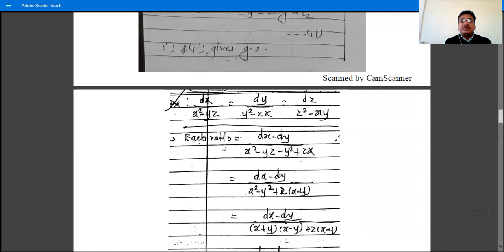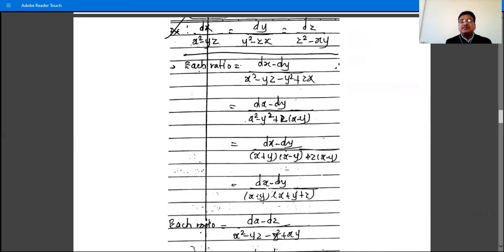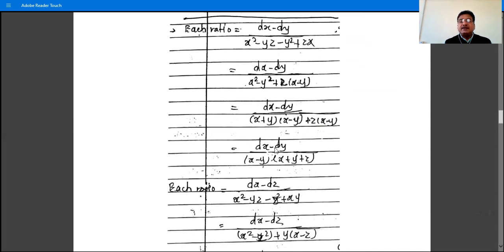Then each ratio is equal to dx minus dy. That is, consider multipliers 1, minus 1 and 0. And so each ratio is equal to dx minus dy, and the denominator is this. And then what happened? X square minus y square factorizes as x minus y into x plus y, and take x minus y as a common factor. So what do we have? Dx divided by dx minus dy divided by this.